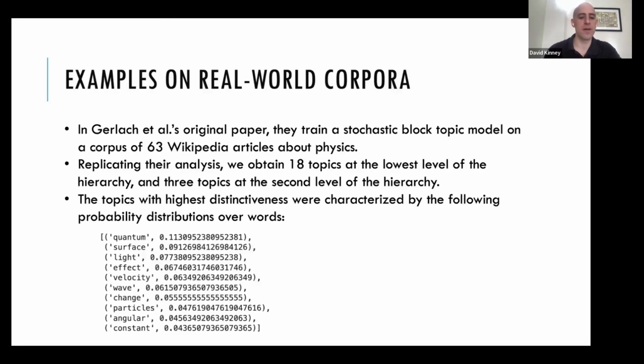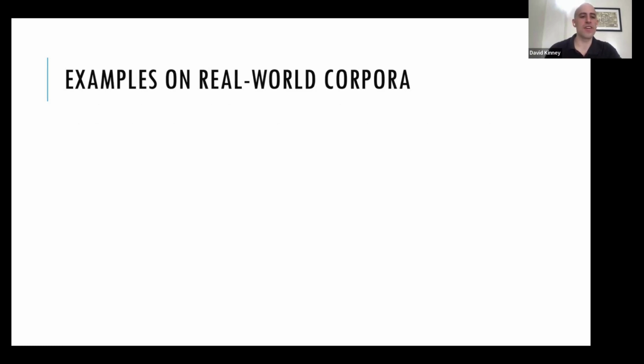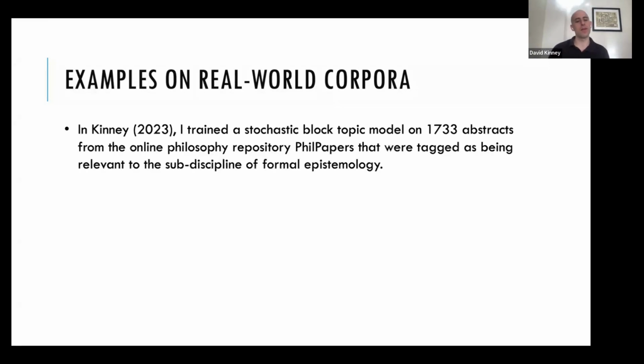Right. So that was one example on real world corpora. And then just very quickly, another real world corpus. In a previous paper, I trained one of these stochastic block topic models on 1,733 abstracts from the online philosophy repository PhilPapers that were tagged as relevant to the subdiscipline of formal epistemology. That's what I work in. It's an area of philosophy that uses mostly probability theory, but other areas of mathematics besides, to investigate norms of knowledge and belief and things like that.